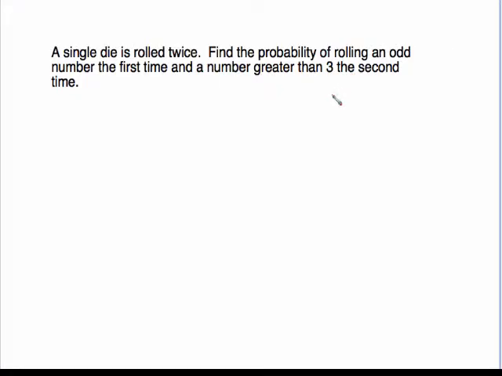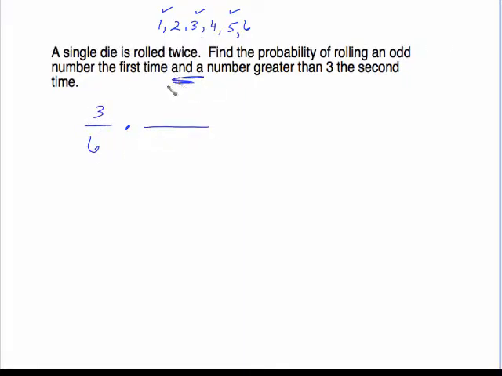A single die is rolled twice. Find the probability of rolling an odd number the first time and a number greater than 3 the second time. Let's write out our sample space for a single die. So, find the probability of rolling an odd number the first time. Odd: 1, 3, 5. So that's 3 out of 6.